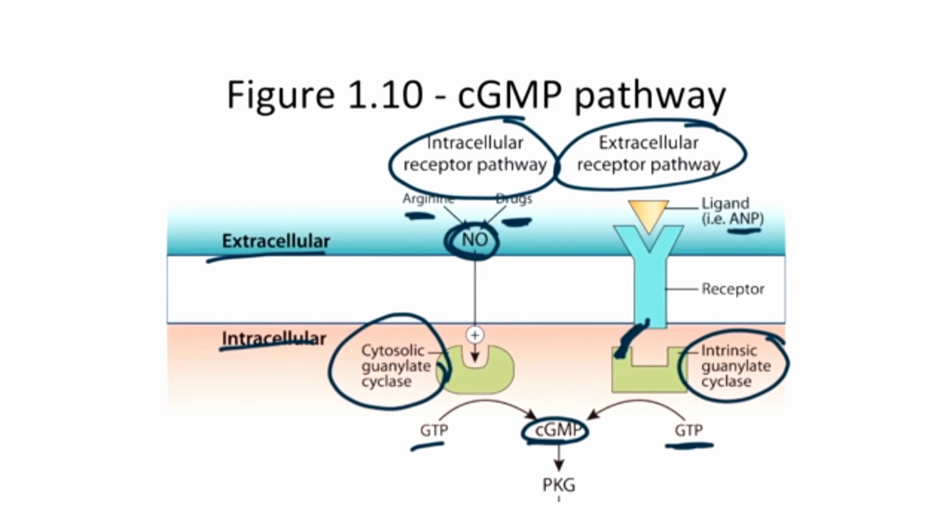As you can see, both pathways stimulate a guanylate cyclase, which ultimately produces cyclic GMP. The cyclic GMP activates protein kinase G, or PKG, which results in vasodilation. Okay, let's move on to a few other signaling pathways and then go through some questions.